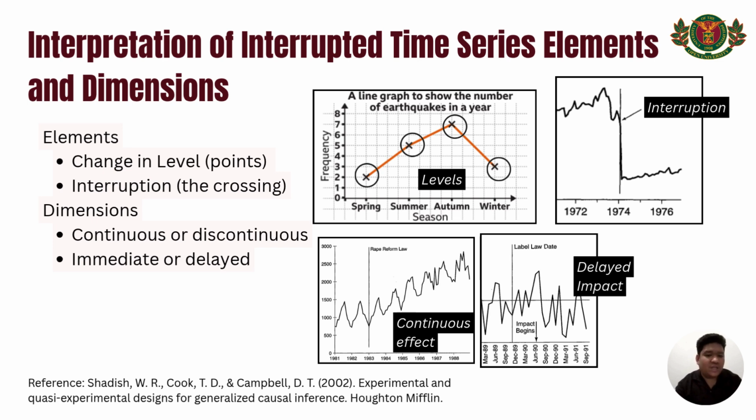Now, for immediate or delayed, as we can see in this slide again, usually the delayed dimension is when you can only see the effect of the program after a few years or after a few months of implementation. While as for immediate, you can usually already see the effect of the program.